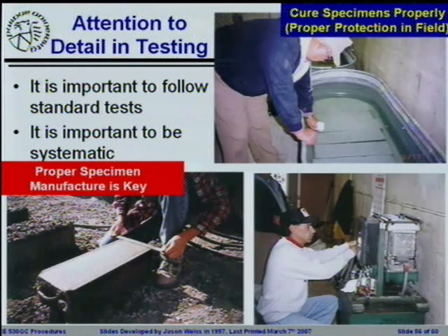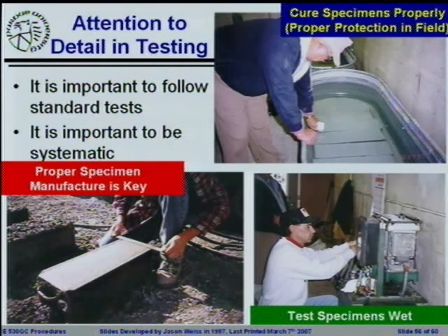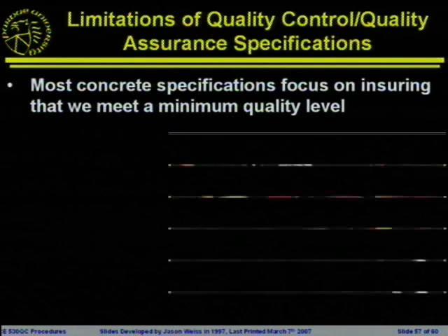Curing the specimens, properly placing them in water. Dry specimens will give you lower strengths, especially in the flexural beam test. It doesn't mean that the concrete was any different, just that the standard was not adhered to, and that could cost you money. So typically you want to test your samples wet, especially in the flexural test, because you'll get much higher strength and it's a much more consistent spec.